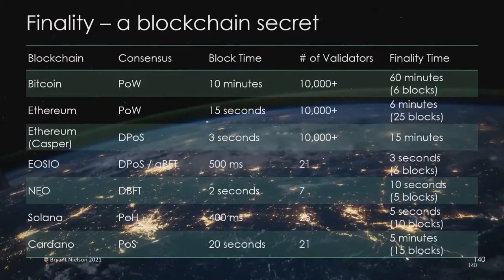They have tens of thousands of validators, but it still takes 6 minutes. They have to have 25 blocks built before you have finality. Now, Ethereum with Casper, when they move to the proof of stake environment, is going to have very fast block times, every 3 seconds. But unfortunately, now their finality time goes from 6 minutes to 15 minutes.